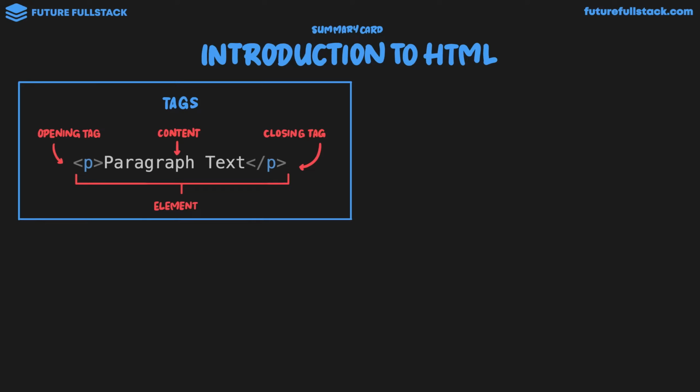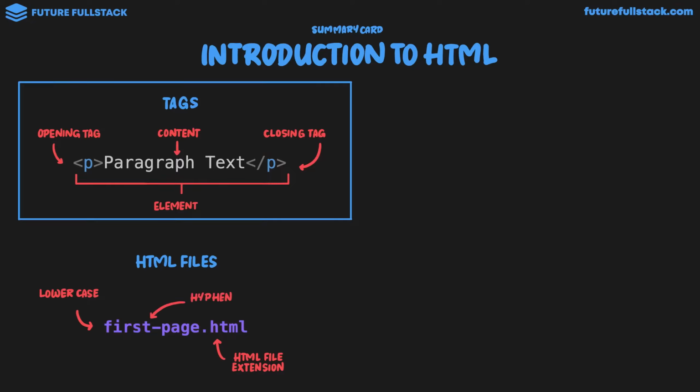All right, to finish up, let's add to our summary for this topic, Introduction to HTML. So in this chapter, we learned about HTML files. We created our first HTML file, first-page.html. We saw that we needed the HTML file extension, the name of the file had to all be lowercase, and if there were more than 2 words, we hyphen separated them.